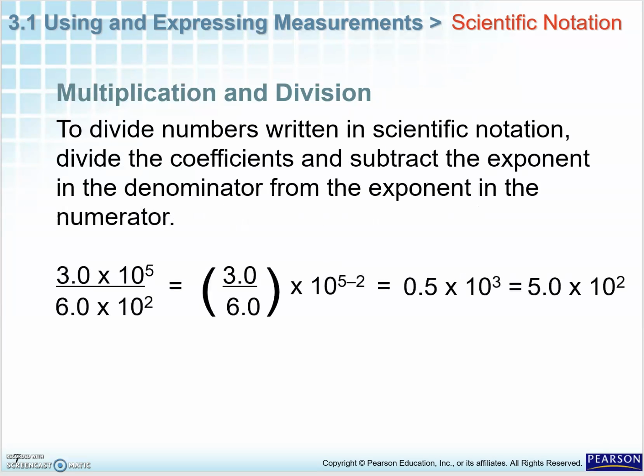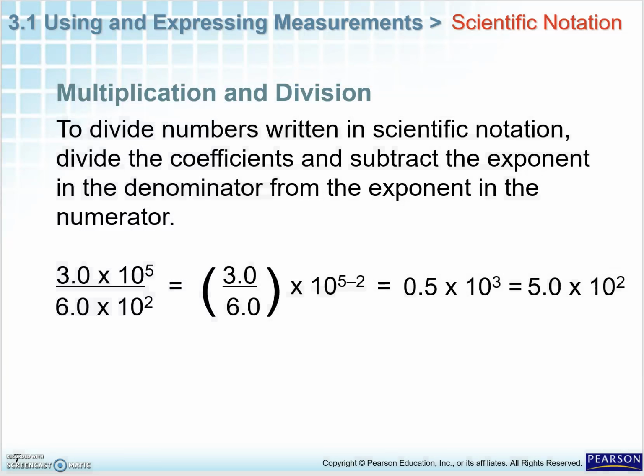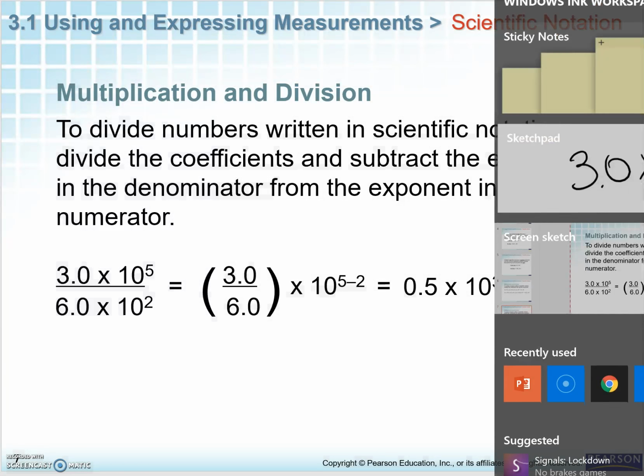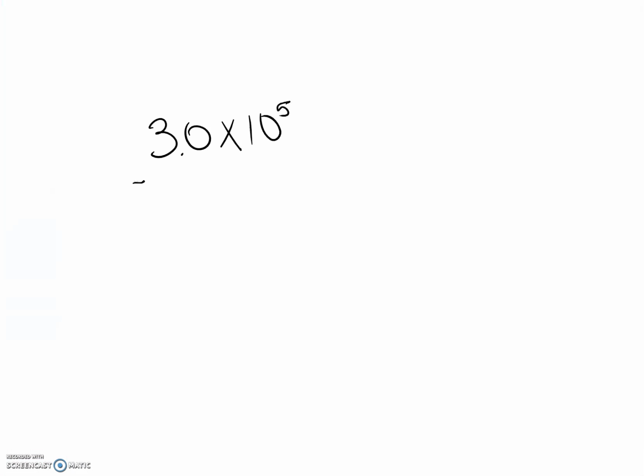Whenever you divide, however, you're going to do something different. If you don't have your calculator, you would subtract. So let's give this one a shot. We have 3.0 times 10 to the 5th divided by 6.0 times 10 to the 2nd.